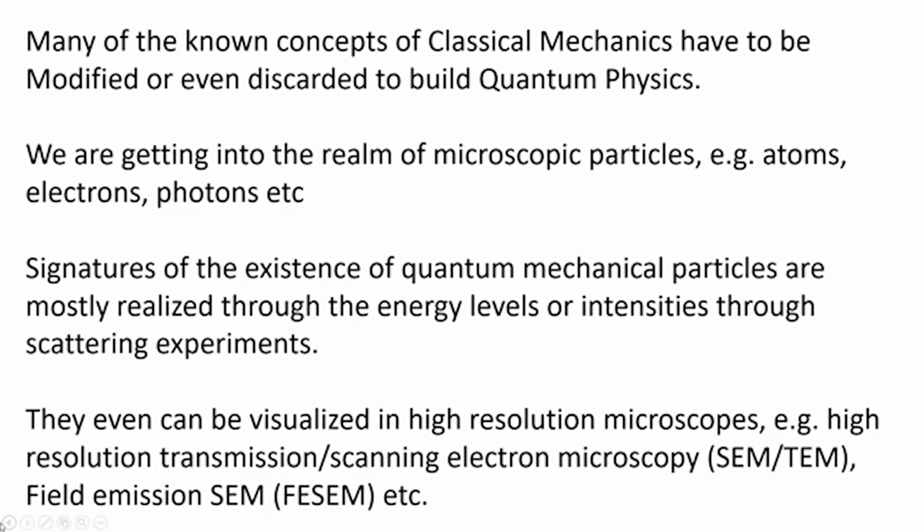And we are slowly getting into the realm of microscopic particles, for example, atoms, electrons, protons, photons, etc. The signatures of these particles, that is subatomic particles, atomic particles, and broadly they would be called quantum mechanical particles, are realized through the discrete energy levels, or sometimes we see intensities such as that seen in a mass spectrograph and so on.